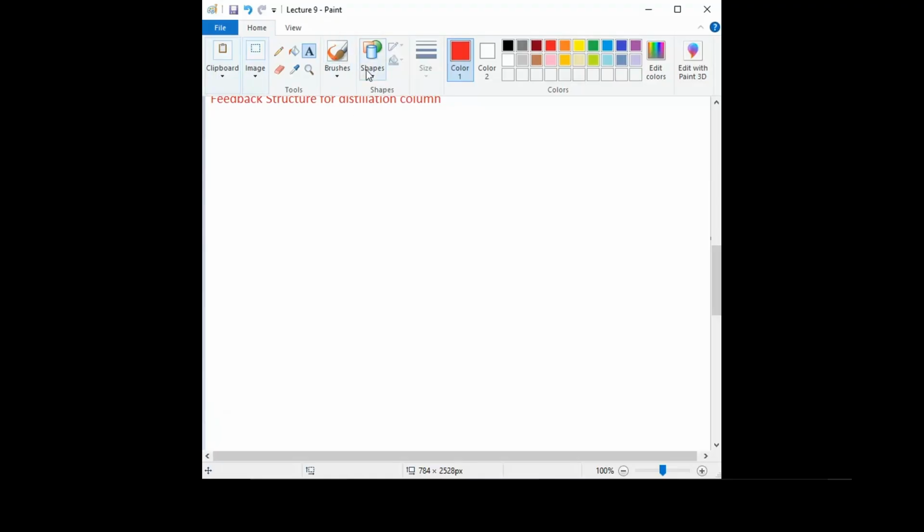So we will draw a fresh diagram here. So this is our distillation column. So this will be a cylindrical structure, right? This will be a cylindrical structure. And here there will be number of trays.